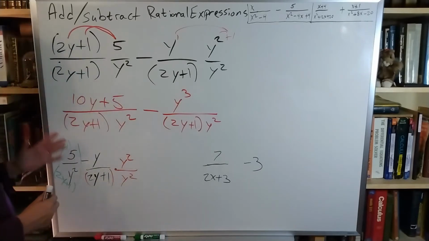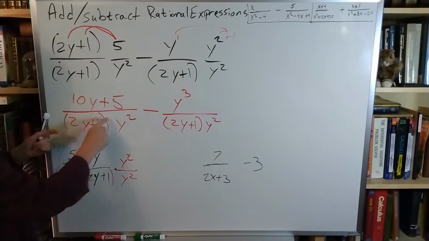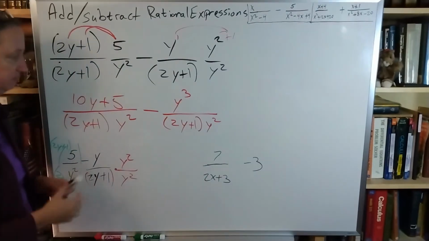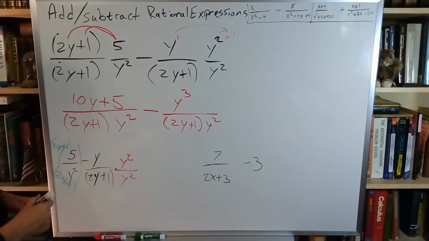Now I look for any like terms that I can combine. That has a y to the first power, no y at all, y to the third power. I can't combine anything there. So I'm just going to write it out as it is.